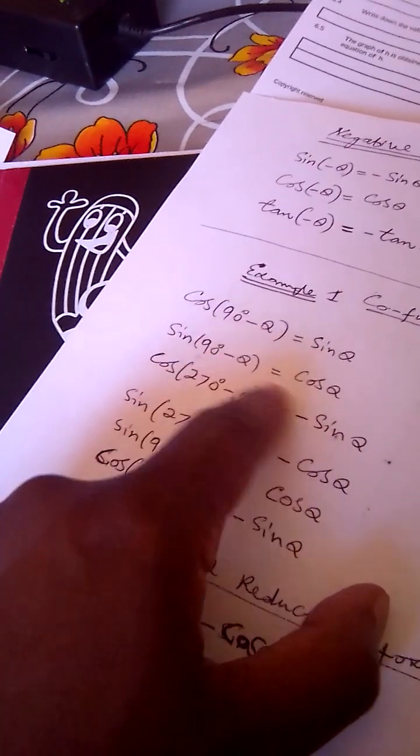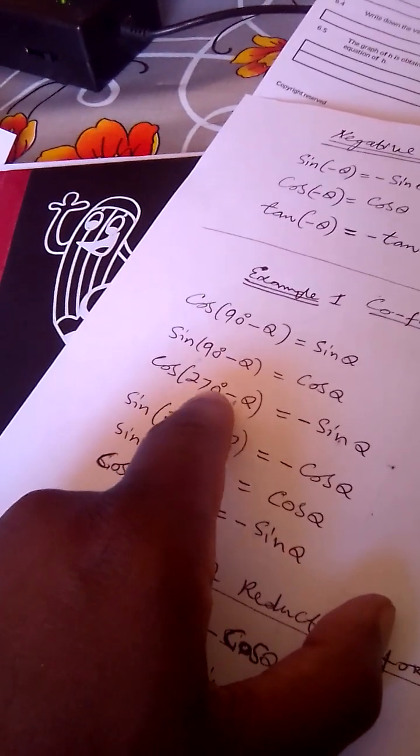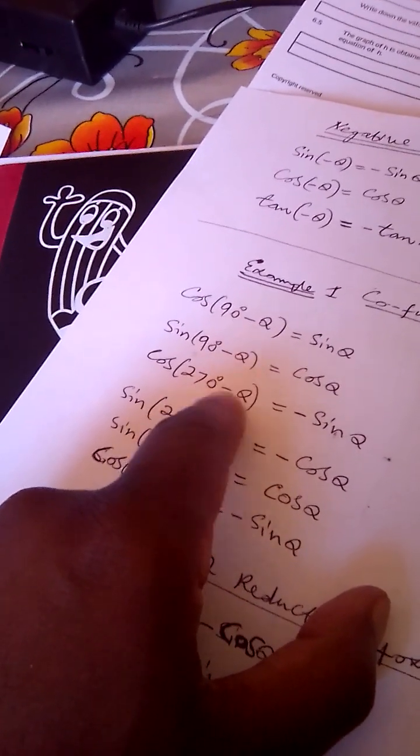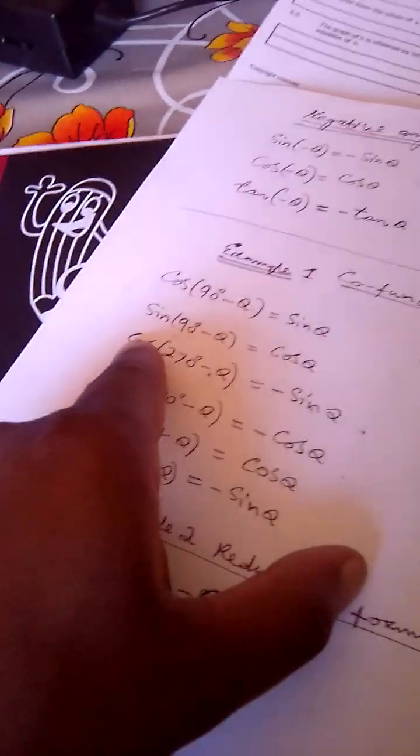Cos is positive or negative? It's negative, that's why you write the negative. And then 270 minus, is it change or unchanged? Change, because 270 is a cofunction, it changed to sine. Cos changed to sine, and so on.